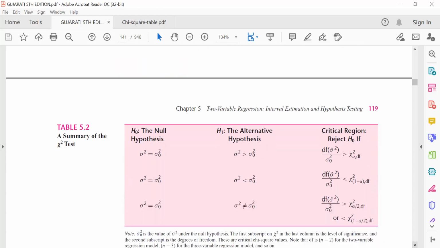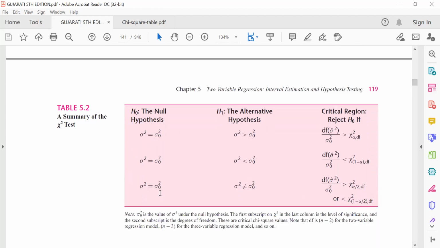This is the summary of the chi-square test for sigma square. If we assume sigma square is equal to the true value, this is the null hypothesis. The alternative hypothesis is the rejection of the null hypothesis.